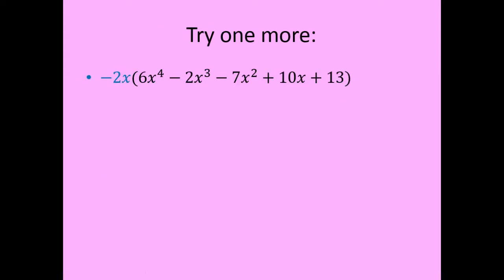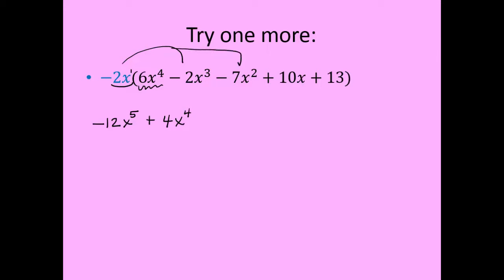Here's another one. Negative 2x times everything. Negative 2x times 6x to the fourth is negative 12x to the fifth. Remember, when this is x to the 1, you're going to add 1 to all the exponents all the way across. Next, we have negative 2 times negative 2. So that's positive 4, and x times x to the third is x to the fourth power.